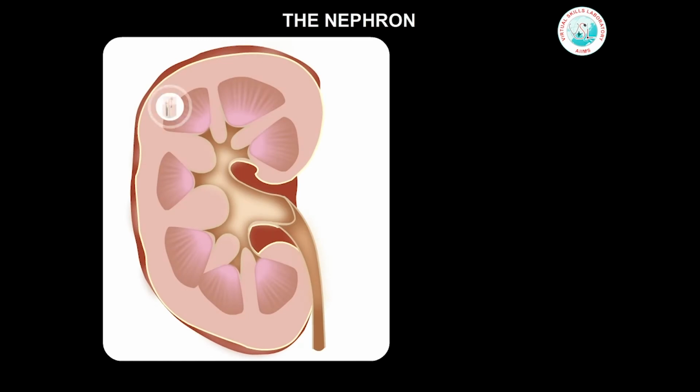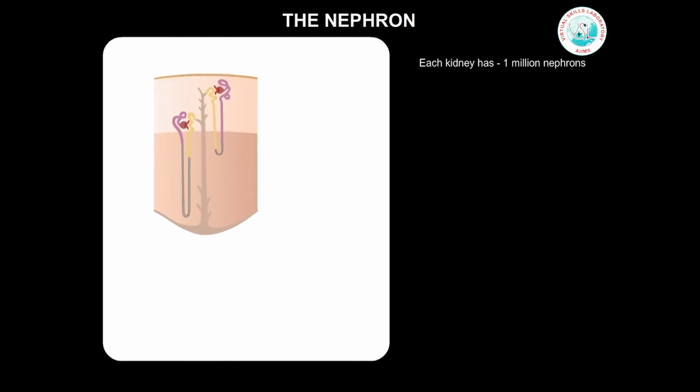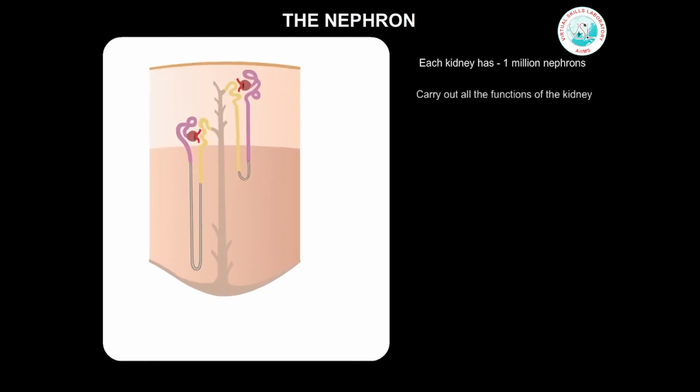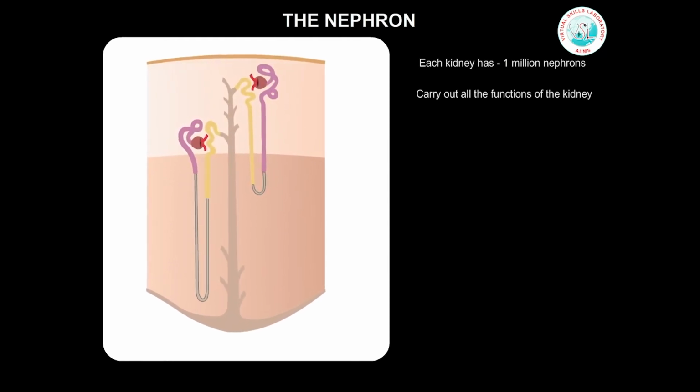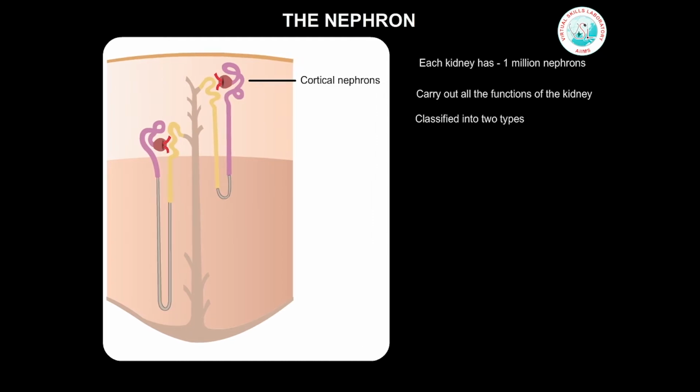Just like the functional unit of the lung is the alveolus, the structural and functional unit of the kidney is the nephron. Each kidney has around 1 million nephrons. The nephrons carry out all the functions of the kidney. The nephrons are classified into two types based on their location and the length of their loops into cortical nephrons and juxtamedullary nephrons. Here we should remember that all nephrons have their corpuscles in the cortex.